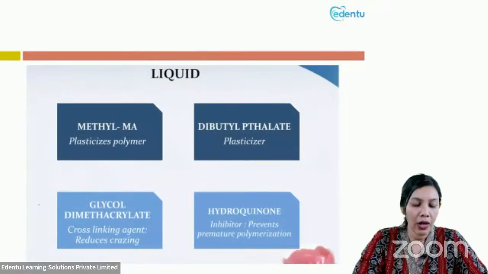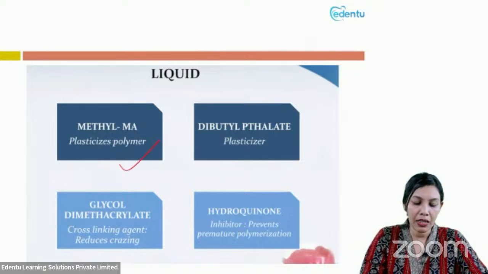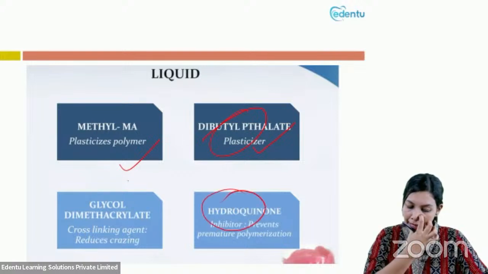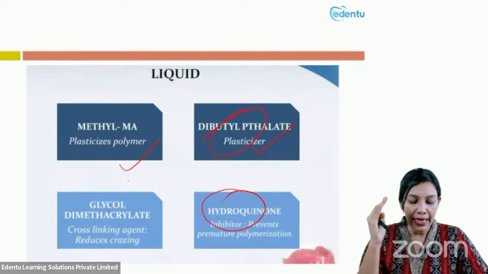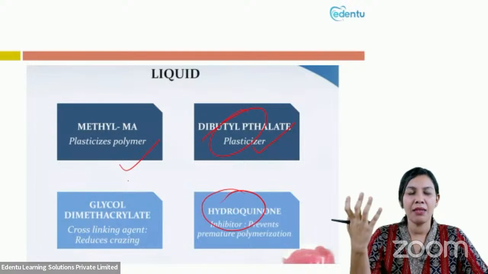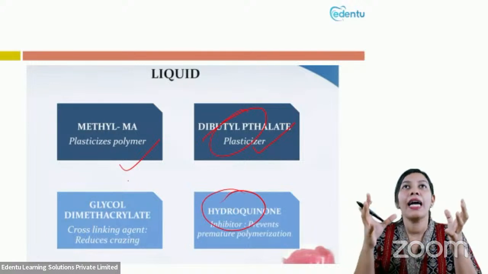Now, the liquid also consists of methyl methacrylate, that is MMA. The dibutyl phthalate is actually the plasticizer, as I already said. Another important thing is hydroquinone. This is a very important thing that you need to keep in mind. Hydroquinone is actually an inhibitor because sometimes, as I said, the acrylic powder gets activated when we give heat.